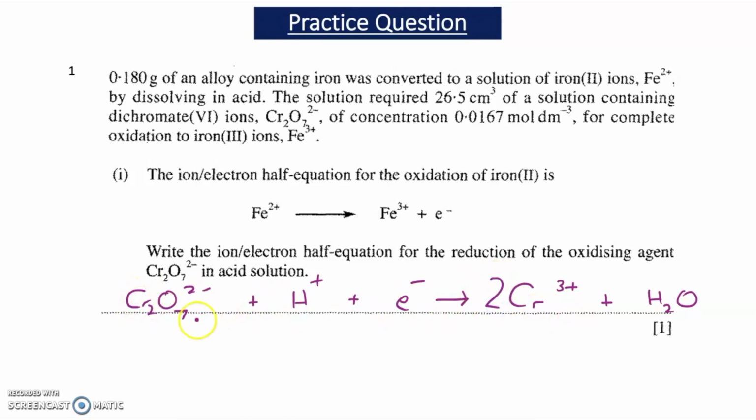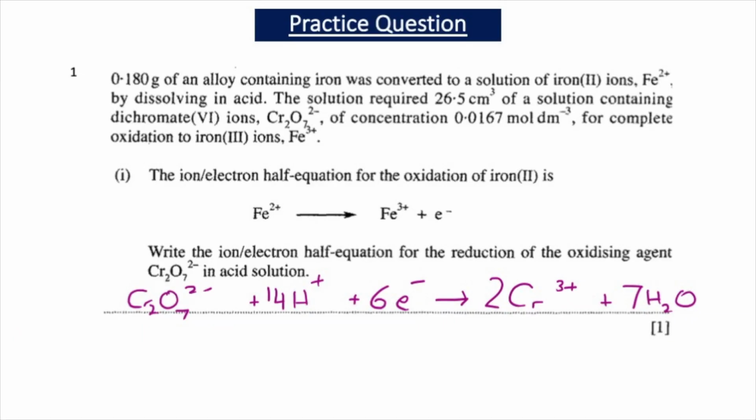Now to balance the equation, I've got Cr2O7 2-, so I've got 2 chromiums on the left, so that's why I put a 2 in front of the Cr3+. Because I've got 7 oxygens, I put a 7 in front of the H2O. That gives me 14 hydrogens, so I put a 14 in front of the H+. And I get the charges balanced by putting a 6 in front of the electrons.